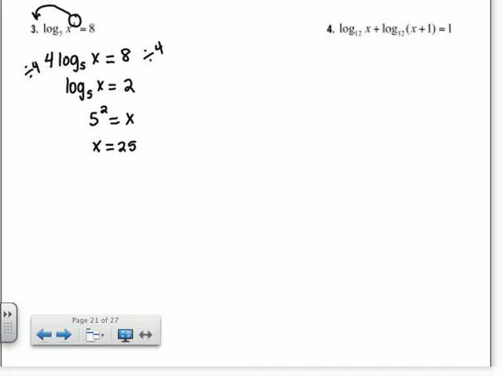So x equals 25. I did all that in my head. I didn't need a calculator at all. You guys can do that. That's not hard. Second way.